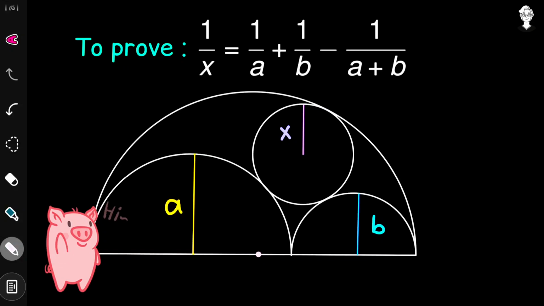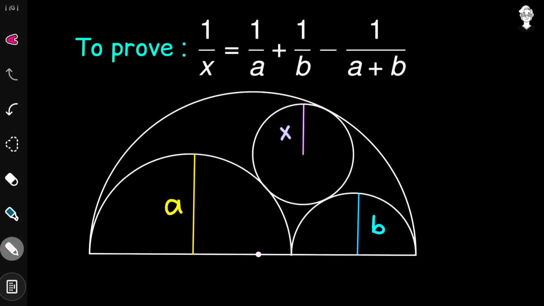So today we have a cool geometrical theorem. Take a semicircle, then inscribe two more semicircles inside it as you can see in this diagram. Then draw a complete circle that is tangent to all these three semicircles. Now if we are taking the radius of these two inscribed semicircles as equal to a and b, and the radius of this complete circle as equal to x.